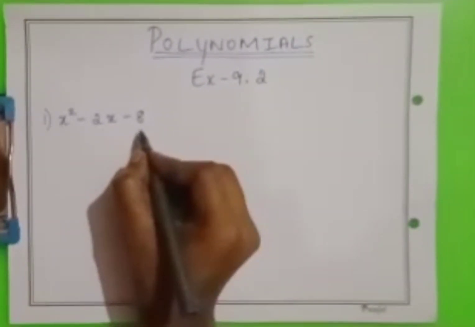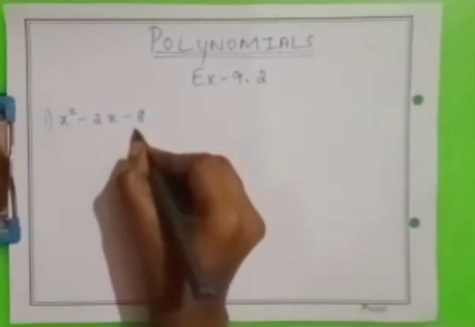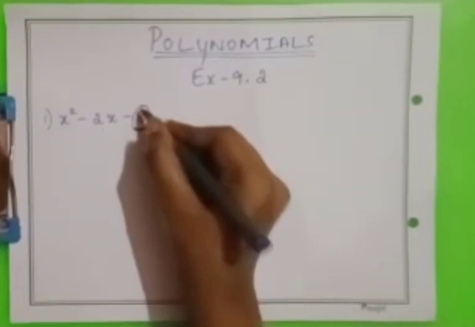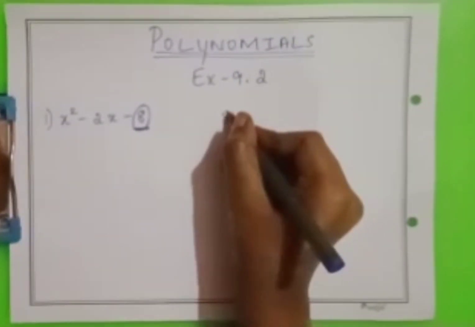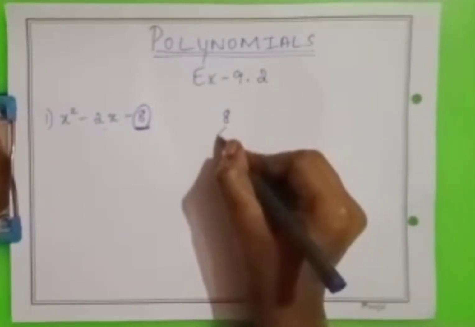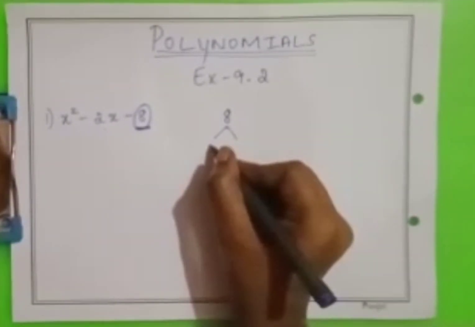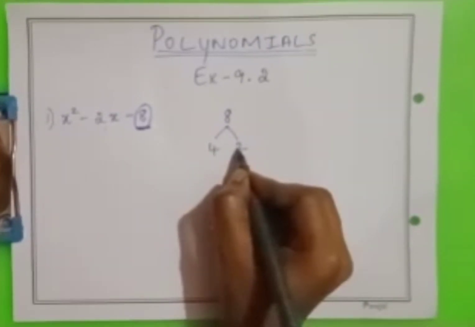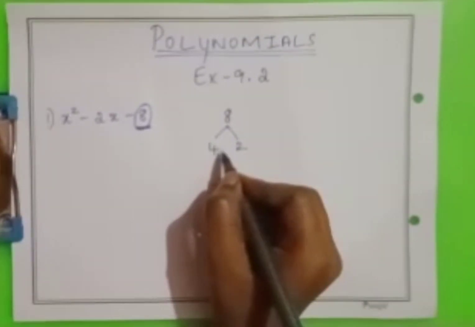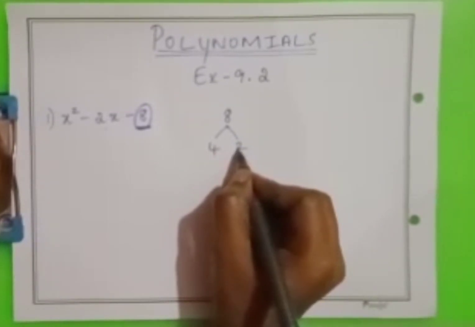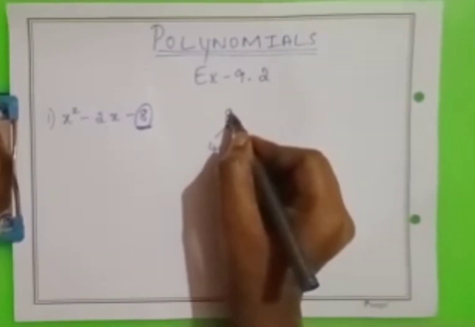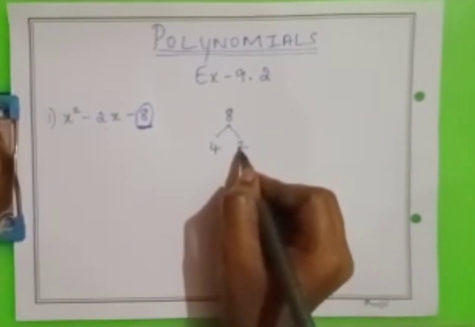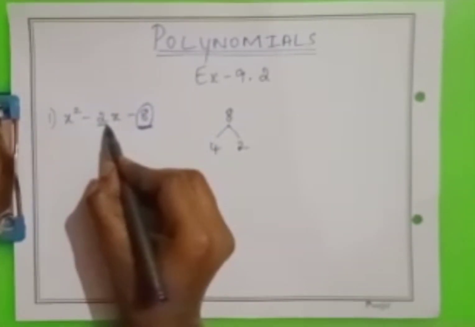So for carrying out the factorization, take the last number, which is the constant, that is 8. Now the multiples of 8 are 4 and 2, that means 4 twos are 8. Whenever we multiply these two numbers, we should get 8, and when we add or subtract these two numbers, we are supposed to get the middle number.